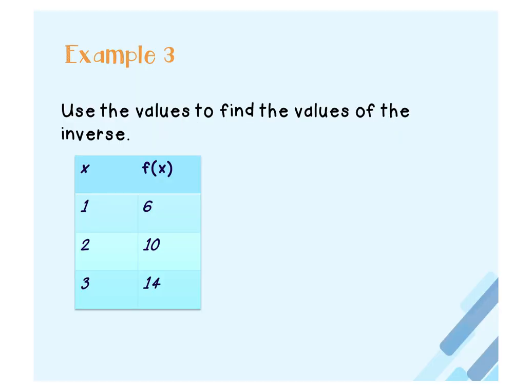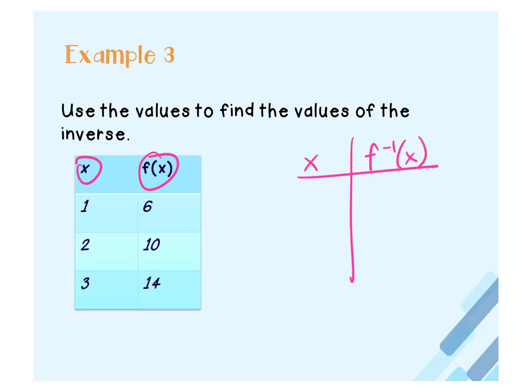Okay, now we look at it from a chart. So this literally says use the values to find the values of the inverse. This is my initial function. The x values are my x values. The f of x values are my y values. So what do I do to get the inverse? Switch it. So the x is still here, but now this becomes f negative 1 of x. And the x and the y get switched. 6, 1, 10, 2, 14, 3.